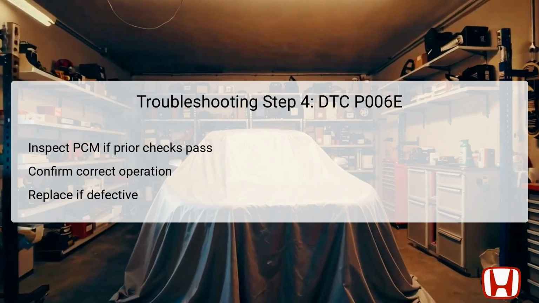If previous inspections indicate normal conditions and there is still an issue, the fourth step requires examining the PCM for faults. The PCM is the brain of the vehicle's engine management system, controlling various components including the turbocharger wastegate actuator. To perform this inspection, check for internal diagnostic trouble codes related to the PCM itself to determine if it has failed to interpret or transmit the required signals effectively.